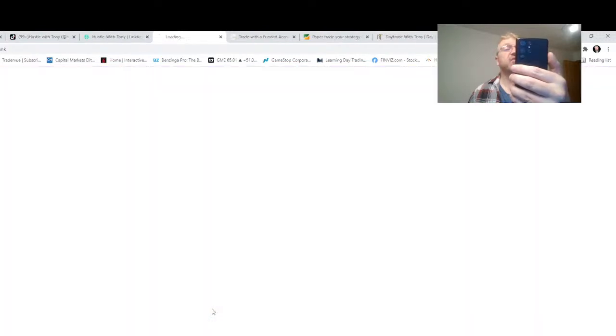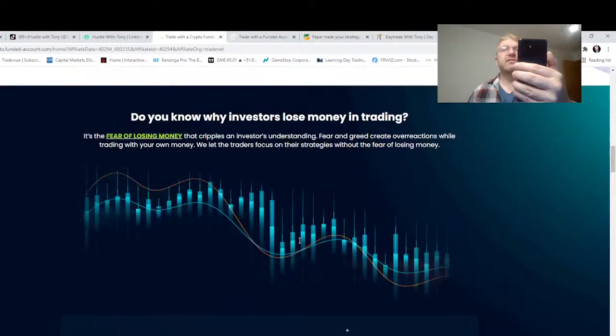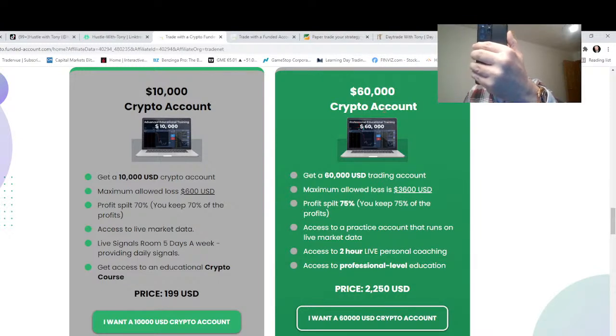And there's a similar one for crypto. If you want to do crypto, they've got a similar situation. It's $2,200 for a $60,000 live account. They will put up $60,000 for you to trade, with a maximum loss of $3,600. But you've got to put $2,200 in there. So if you lose $2,200, you've lost all your money, but you're still in the game. But you need to grow that, okay?